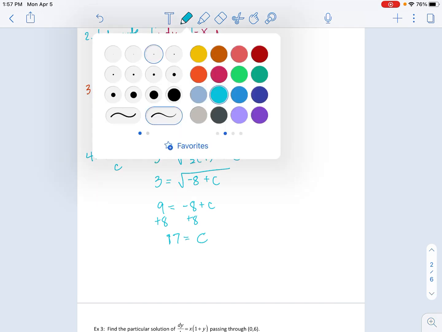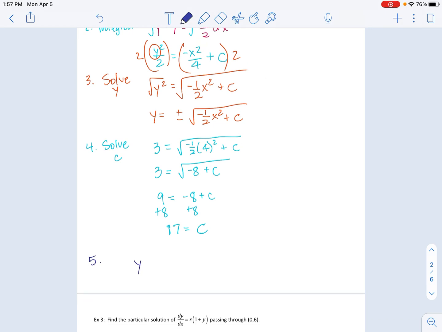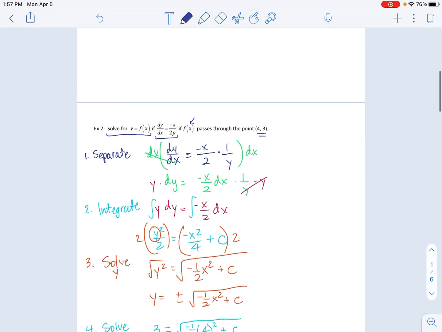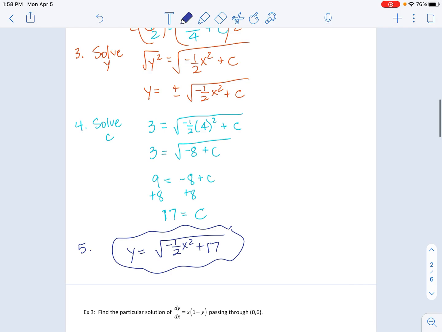And then the last step is to write it as an equation. So what do I get here? y equal, I'll use the positive square root, negative 1/2 x squared plus 17. Since my 3 at the very top was positive, I'm using the positive square root for my final answer in number 5. The end.